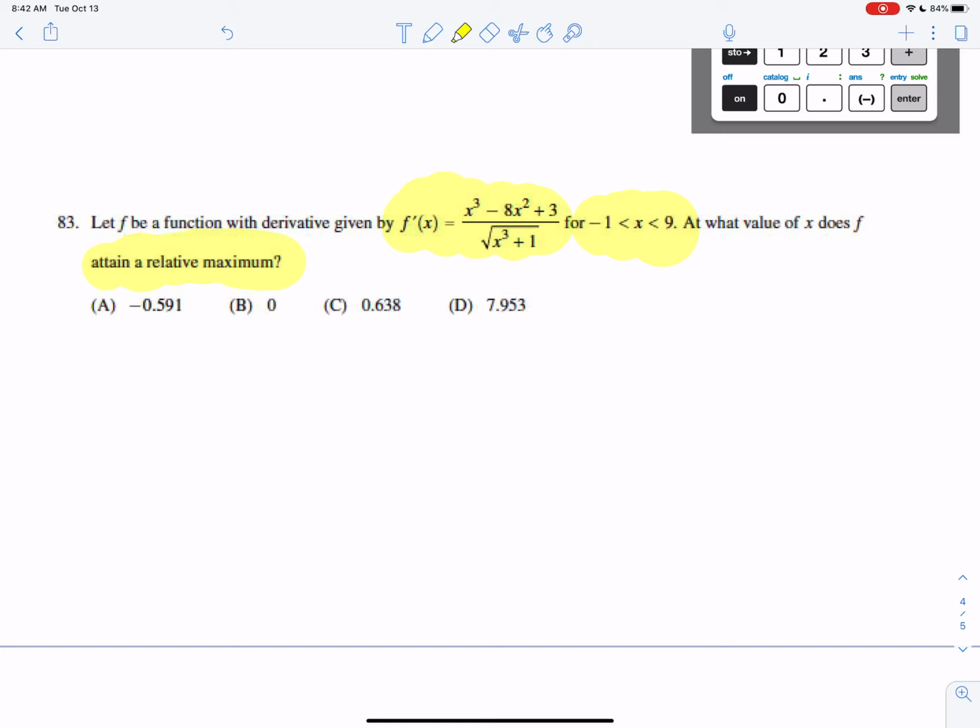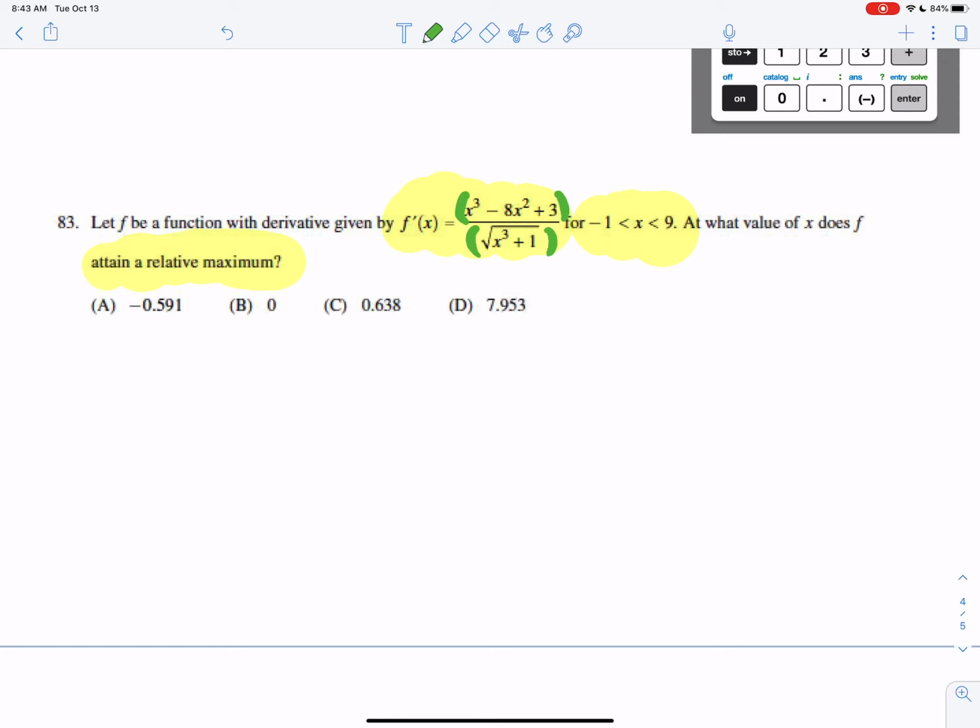Okay, here we go. Y equals. So first off, most of you will probably get stuck just getting the right graph here, okay? You got to make sure that when there's a lot of stuff going on in the numerator and the denominator, that you group it, okay? Because the calculator is kind of dumb in that sense. So parentheses, x to the third, we jump down, minus 8x squared plus the 3, close it, divided by the square root of x to the third plus the 1, and then I close it, okay?